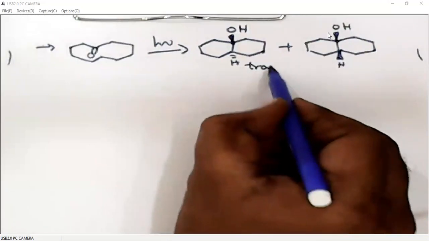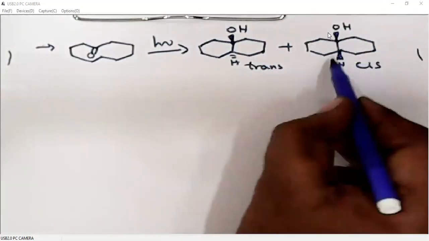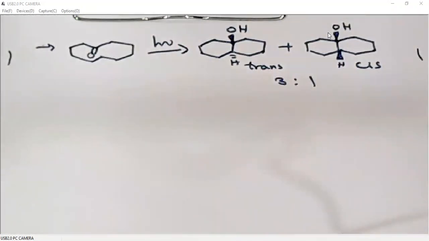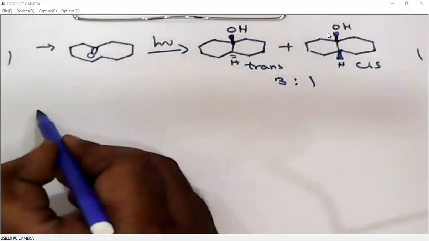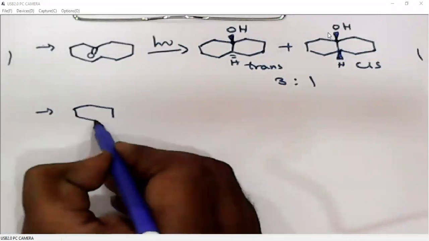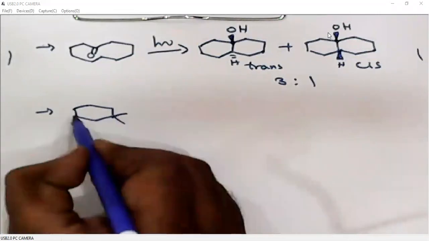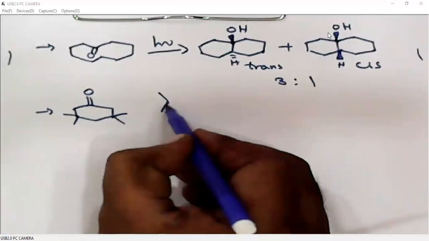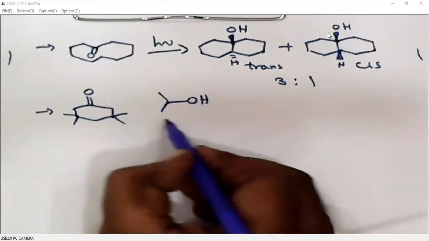So this is trans product. This is cis ring fusion. Here we are getting 3:1 ratio. Now, not only abstraction of sterically proximate hydrogen, it is also possible to have disproportionation reaction between different compounds. It's not intramolecular, it is intermolecular.